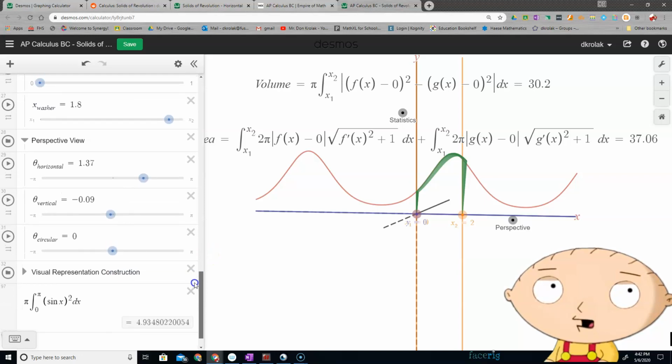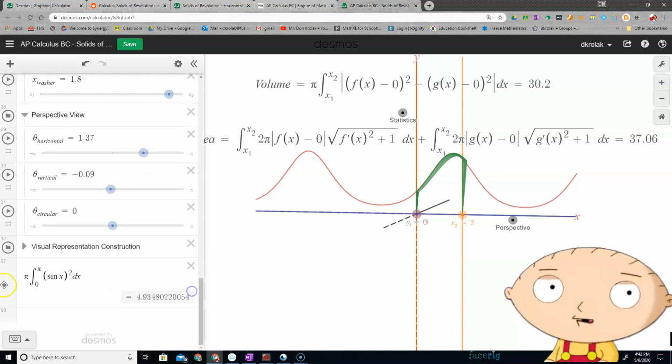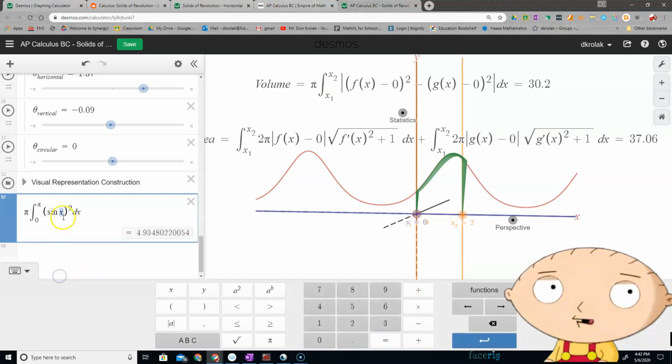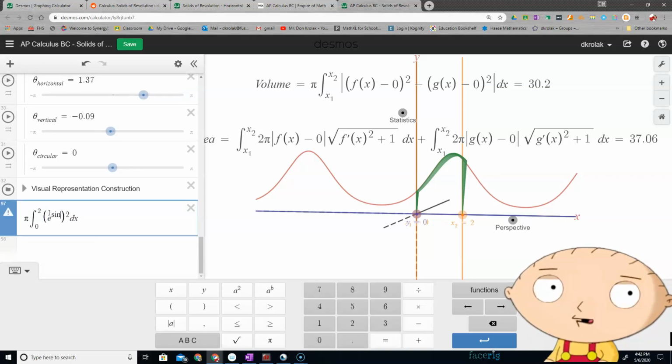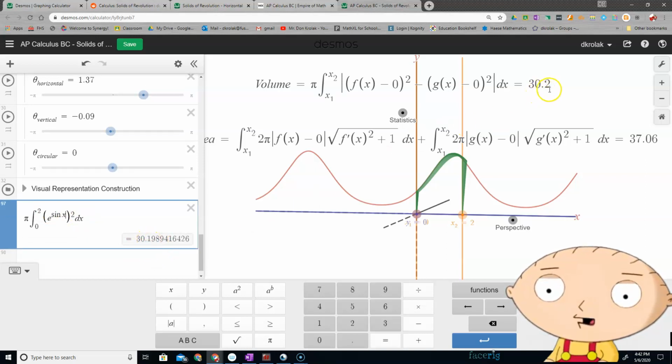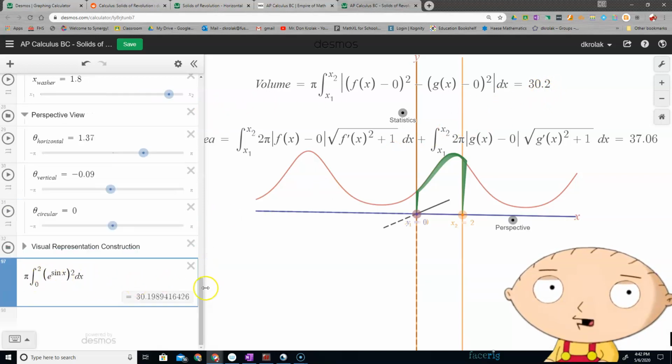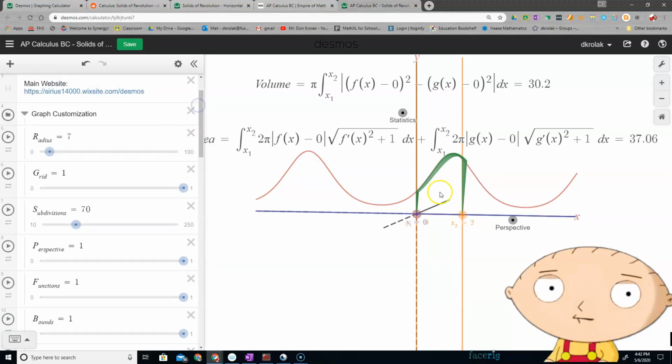And there you have it. There's your integral. Now, if I simply just typed in this integral, so in here, this would be from 0 to 2. This is e to the sine x, which is my radius, squared. And there's my integral to 3 significant figures, 30.2 centimeters cubed. So you can just type it in. I like this because you can see it, you can visualize it.